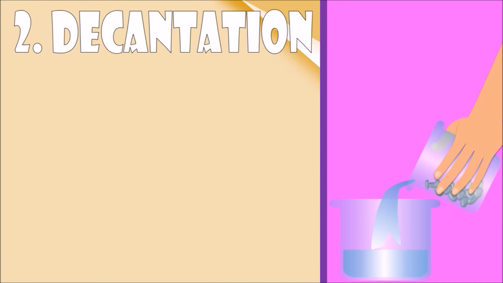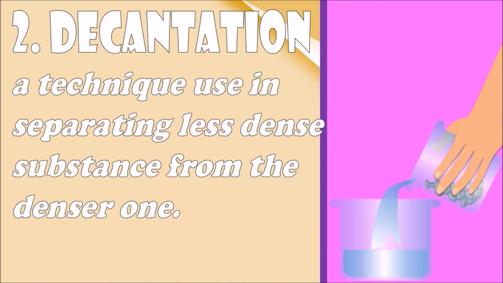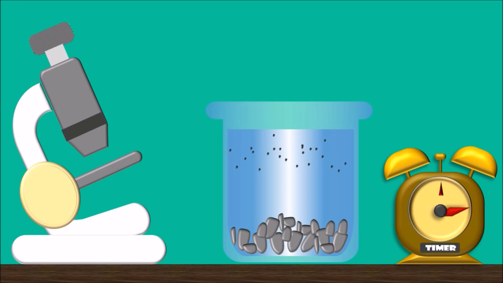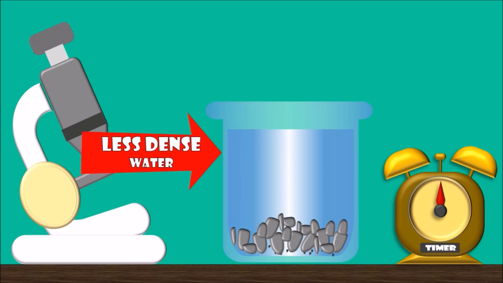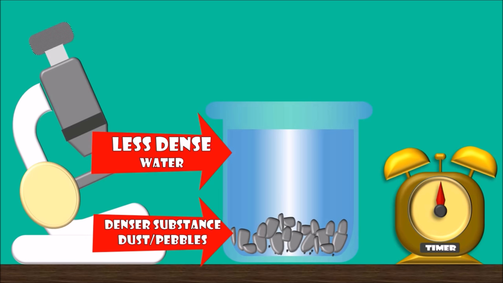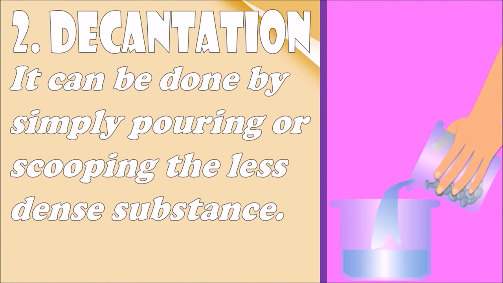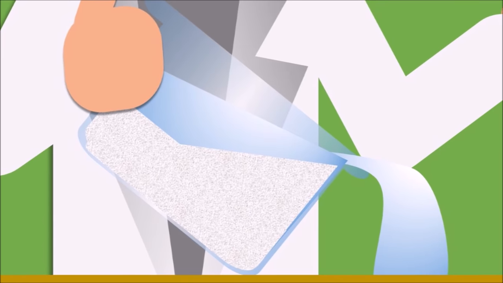Number 2. Decantation. This is a technique used in separating less dense substances from the denser one. In the process of decantation, the mixture should be left undisturbed. It can be done by simply pouring the less dense substance into another container or by scooping using a spoon or cup.